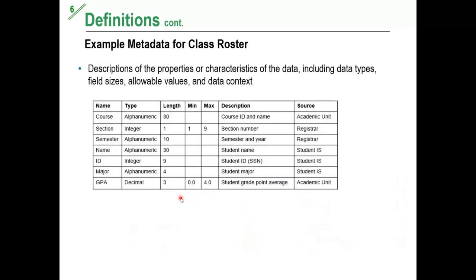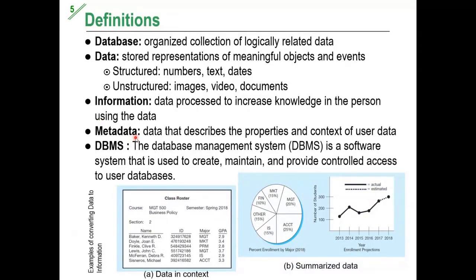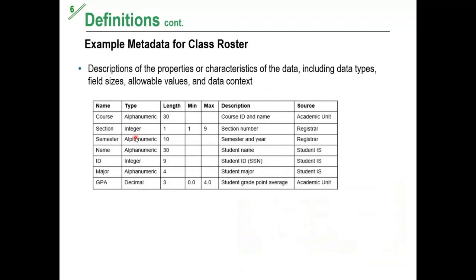Right, so this is an example of metadata, as I mentioned before. Metadata is something which describes the data, so we can say metadata is data about the data, right? For example, you can see here, we need to describe what kind of data is involved, in this case the class roster. The class roster includes these sorts of data types, right? For example, the course that the student enrolled in, the section, the semester, the name of the student, etc.